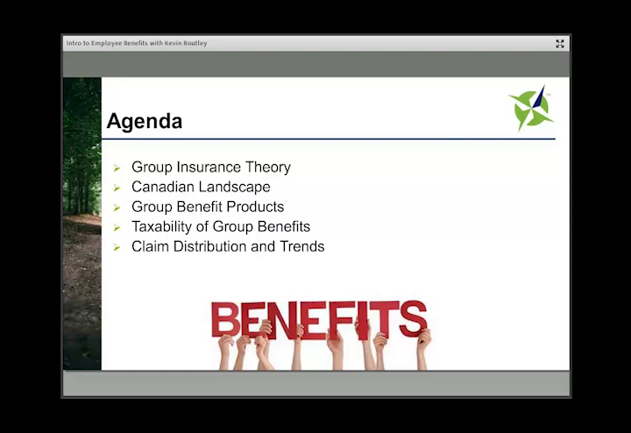The agenda for this webinar will touch on 5 aspects: group insurance theory, the Canadian landscape, group benefit products, taxability of group benefit programs, and claims distribution and trends.